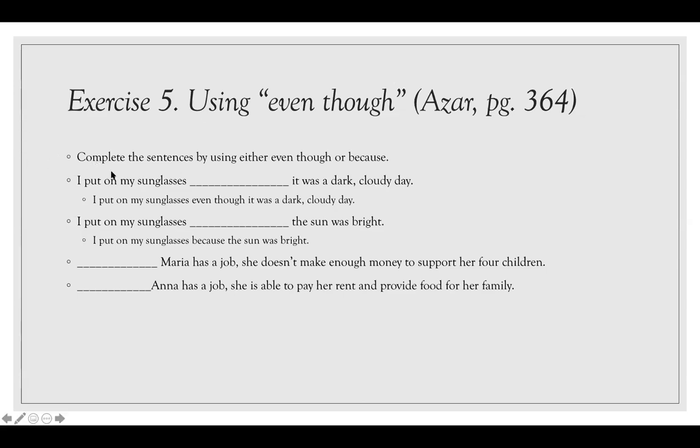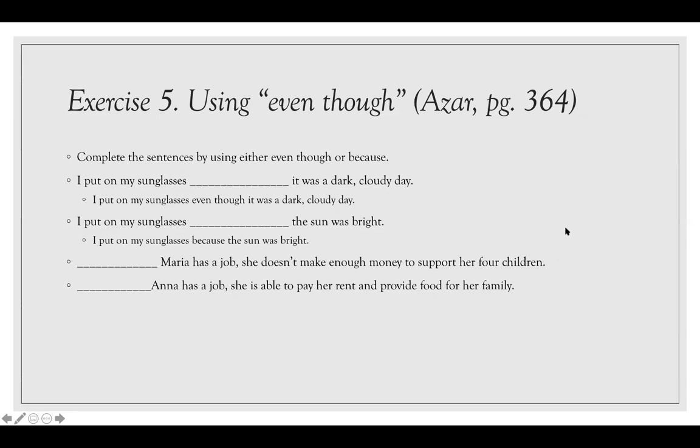So for our first example, I put on my sunglasses. It was a dark, cloudy day. So that's unexpected. You're putting on your sunglasses even though you don't actually need them. So you can put: I put on my sunglasses even though it was a dark, cloudy day, because it's unexpected. I put on my sunglasses because the sun was bright, so it's expected. I don't like these two examples, and I'm going to say, in parentheses, these two examples were used in Azar's older volume of her English grammar book.